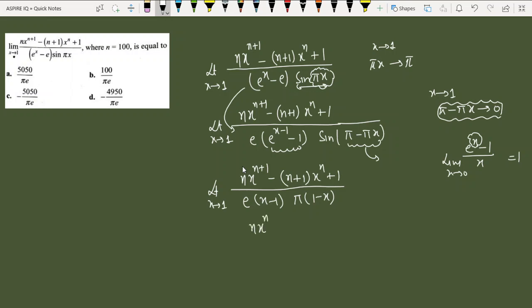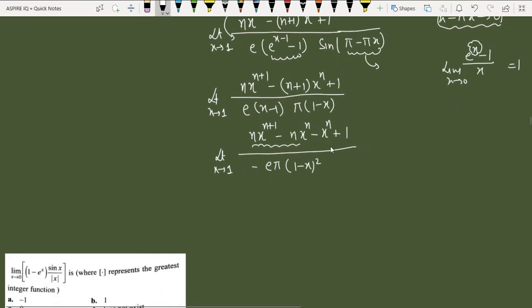In the numerator we have n x^(n+1) − (n+1) x^n + 1. Just take x^n common here, and also x^(n−1), with the remaining part minus e^(π(1−x)) in the denominator. It will not be a big deal, I can write this down. Now I need more page.